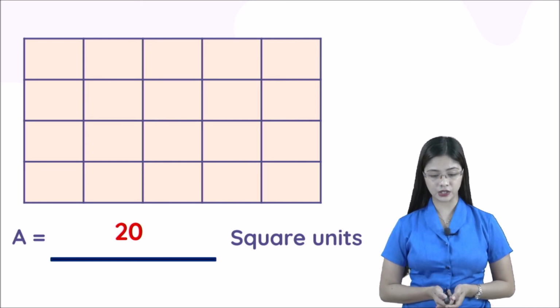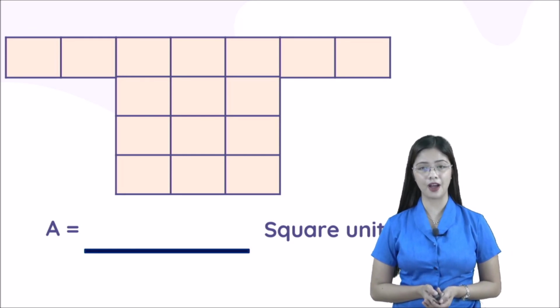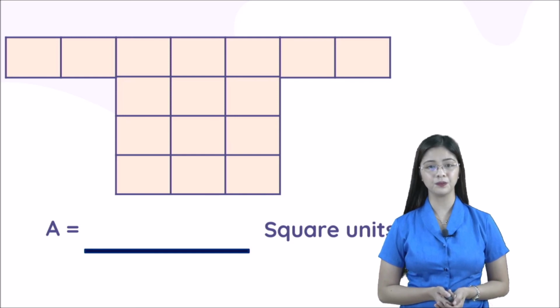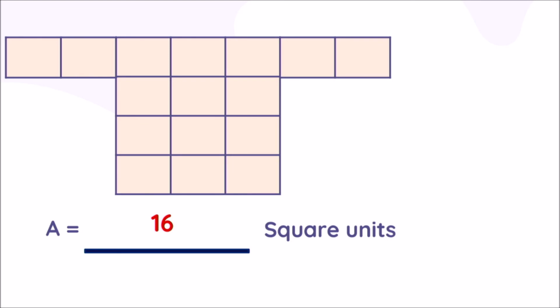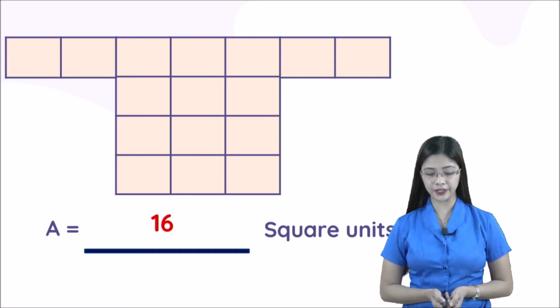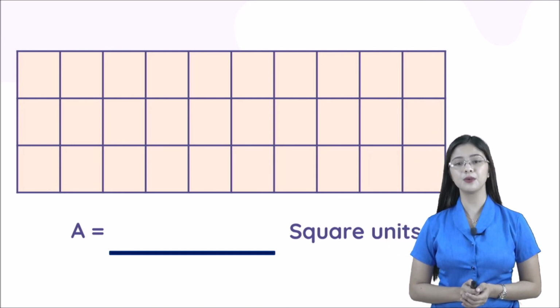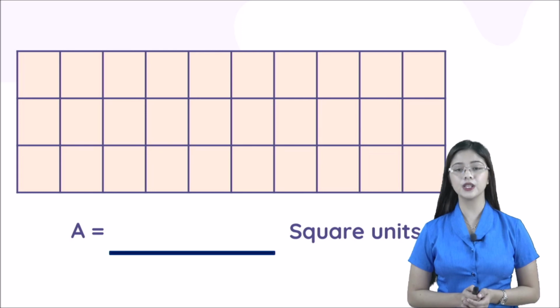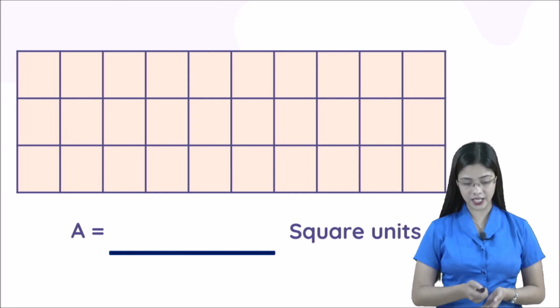And then for the next one, kindly count, kids. How many square units do we have for this one, for number 2? Okay, so we have the total of 16 square units. Can you please count yours if we have the same? And for our number 3, all you need to do is to count them again. So in here, kids, we have the length of 3 and the width of 10. So let's just do 10 times 3 equals 30 square units.